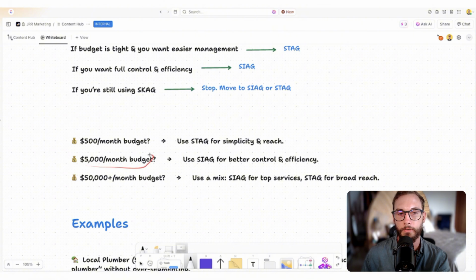If you've got a $5,000 a month budget, use SEAG. It's better. It's just a lot better, and you'll get way better conversions at a lower cost per click, lower CPAs, higher CTRs. If you've got 50 grand a month budget, then use SEAG, of course, for your top services, and STAG for broader reach for experiment campaigns.